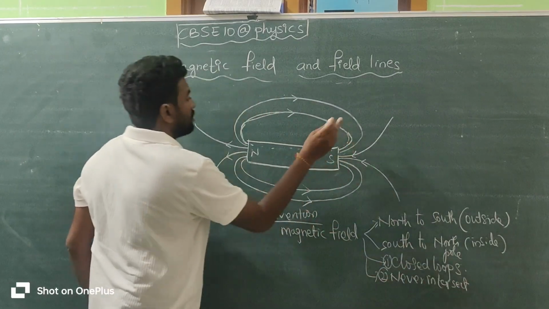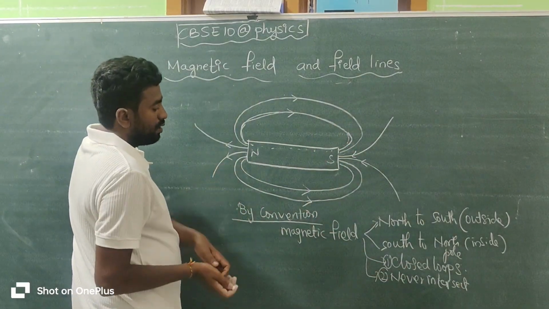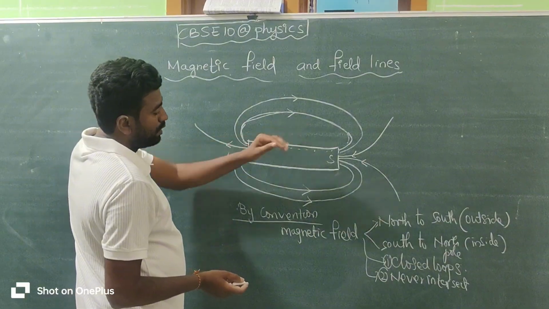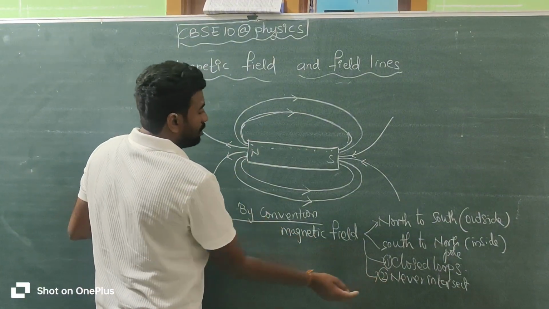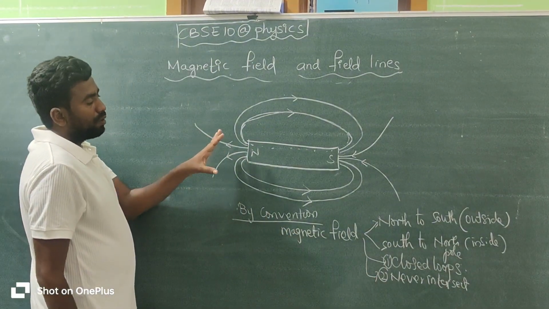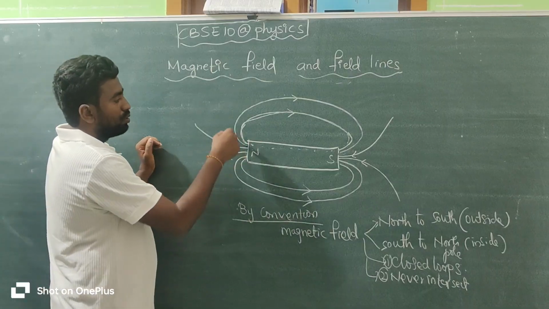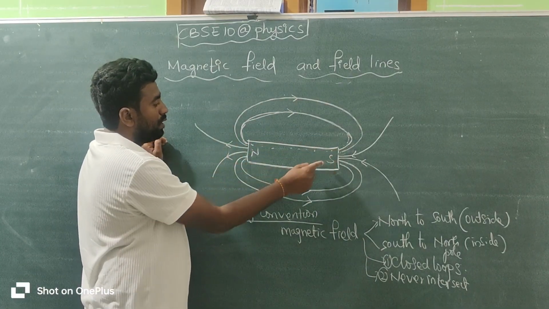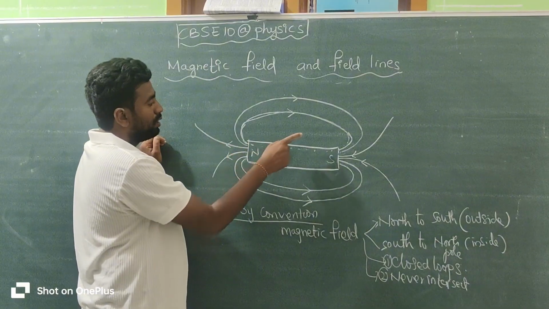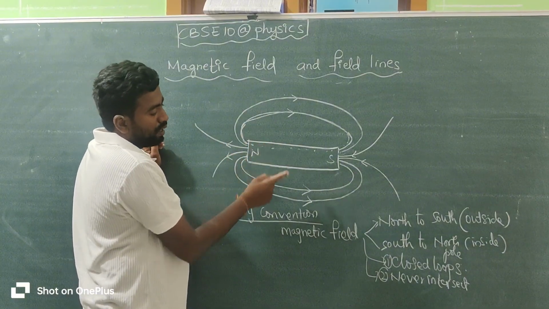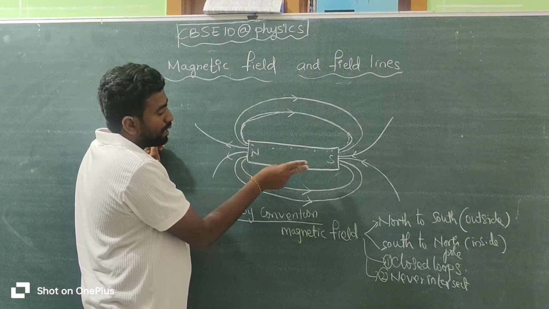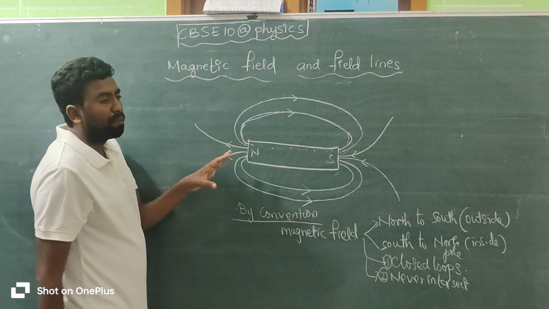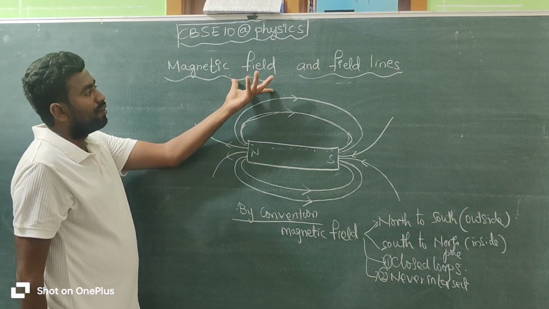The magnetic compass will not show two directions at the same point, so we can say they never intersect. Magnetic field lines have two properties. First, they form closed loops, outside from north pole to south pole, inside south pole to north pole. Second, two magnetic field lines never intersect. These are the two important properties of magnetic field lines.